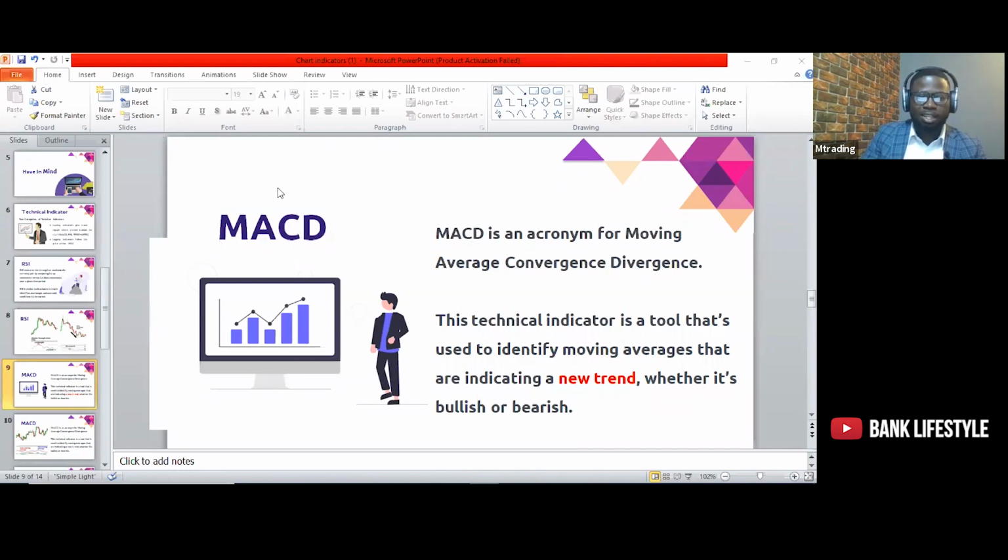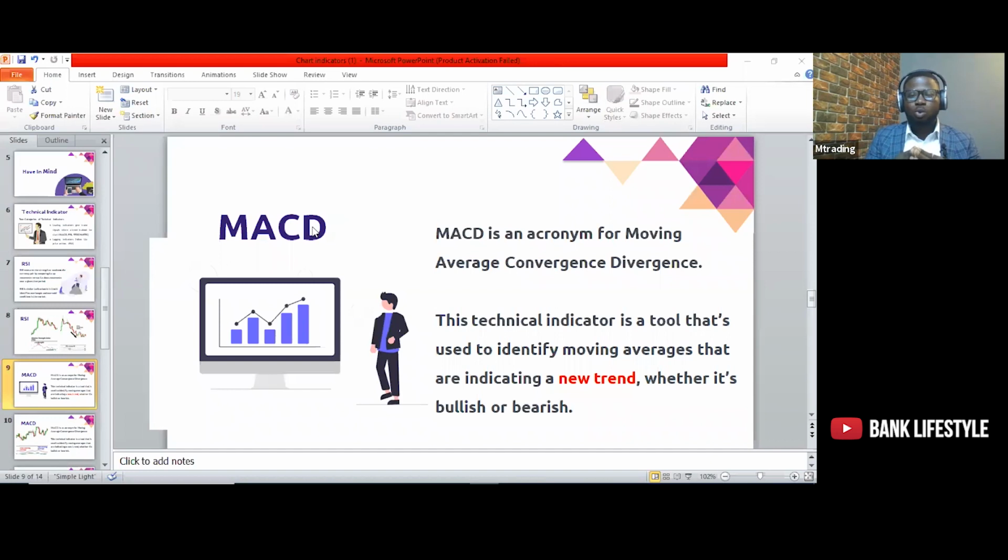Traders also like using the MACD a lot in the market. What does the MACD do? Well, for some traders, it's really difficult to identify the trend of the market, whether the trend is an uptrend or a downtrend. In our previous webinars, we learned how to identify trends in the market, how to draw trend lines and stuff.